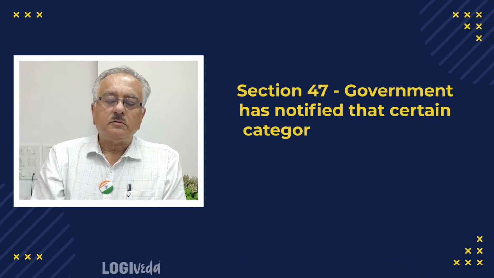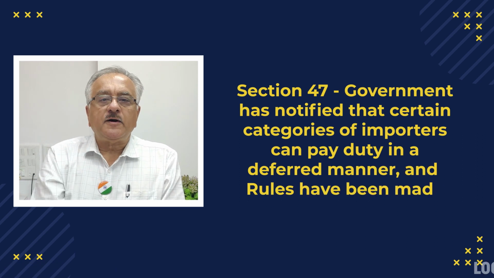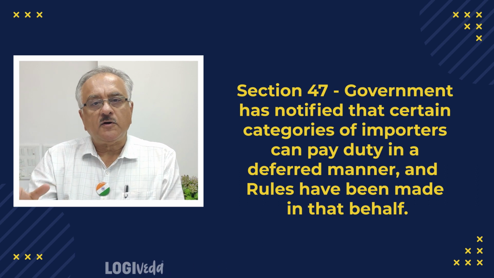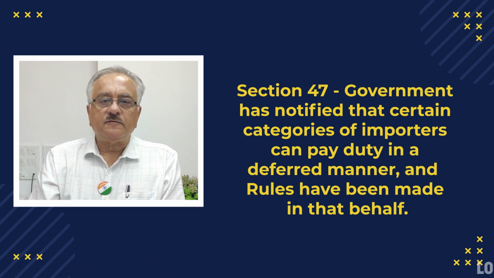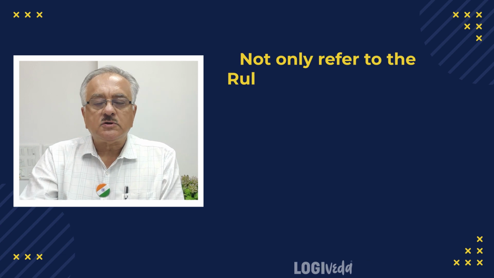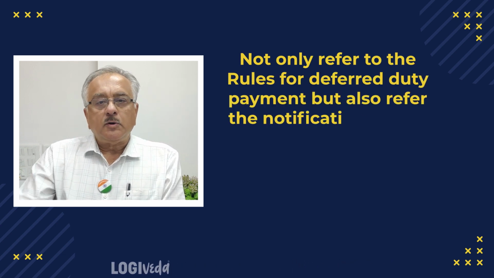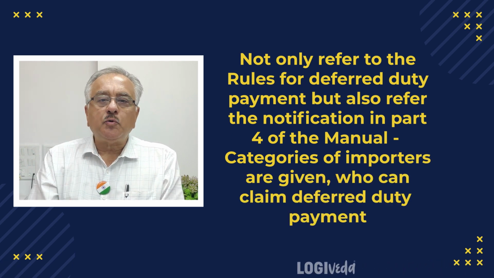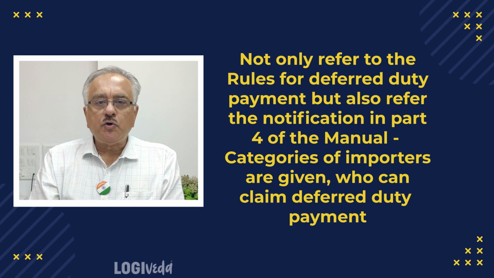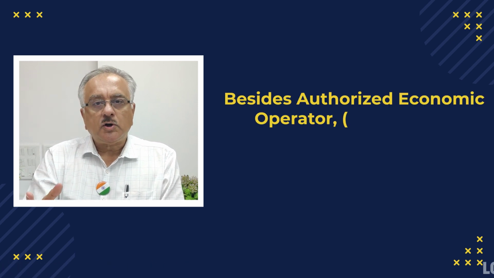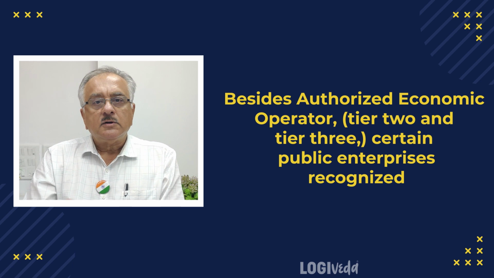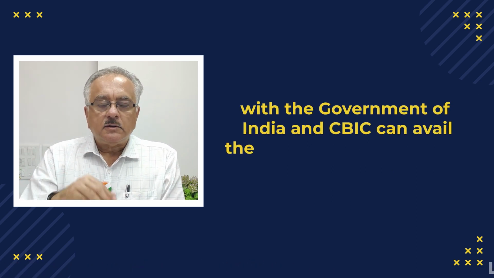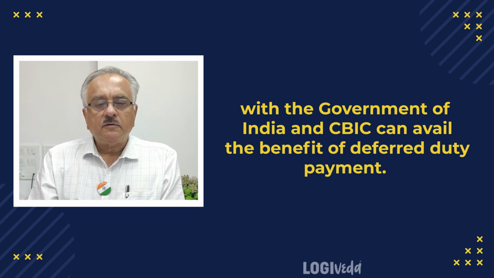Similarly, section 47 also says that the government has notified that certain categories of importers can pay duty in a deferred manner, and rules have been made in that behalf. So here you can not only refer to the rules for deferred duty payment, but you can also refer to the notification in Part 4 of the manual, where the categories of importers who can claim deferred duty payment are given. So besides authorized economic operator tier 2 and tier 3, certain public enterprises recognized by the Government of India and CBIC can avail the benefit of deferred duty payment.